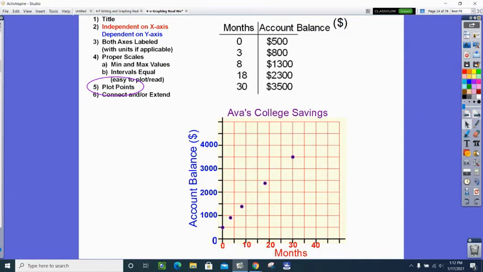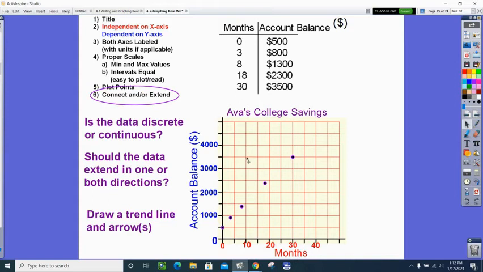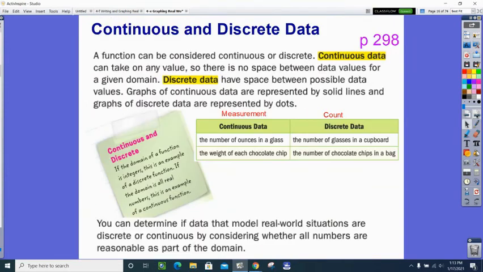Okay, so we plotted the points. Now the question is, do we connect these and extend, or do we leave them as individual dots? There's two math terms called discrete and continuous. And depending on that is often whether we would connect them or not. So should the data extend in one direction, both directions? We're going to draw a trend line, and do we need an arrow or multiple arrows on each end? So let's talk about that now for a little bit.